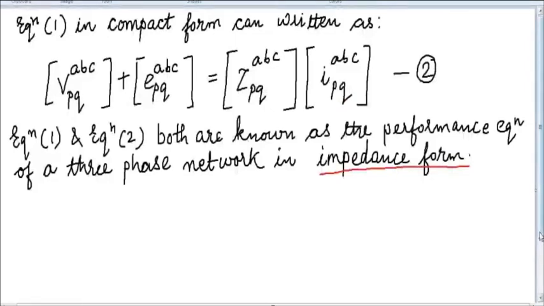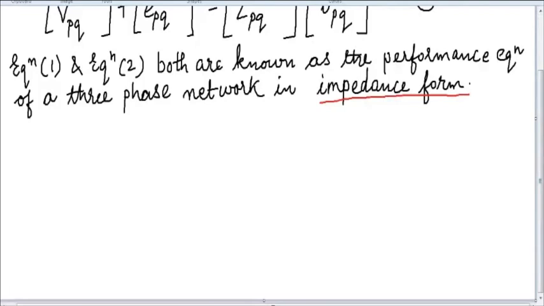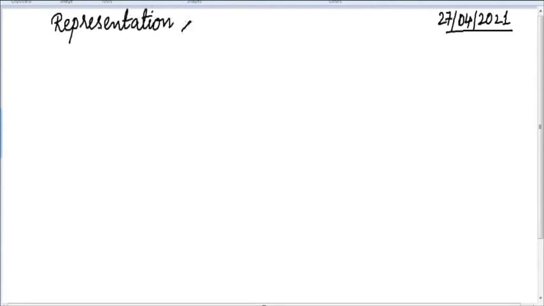Now let us start with the next part, that is the admittance form of three-phase network. So this will be our today's topic. So today we are going to deal with the representation of three-phase network in admittance form. So this is what we will see today, the representation of a three-phase network in admittance form.